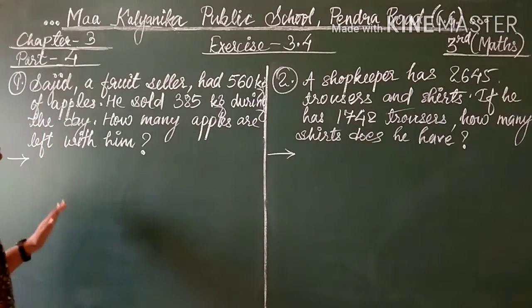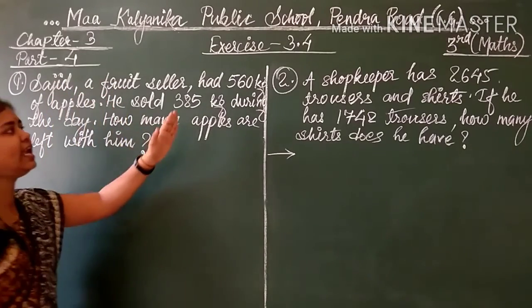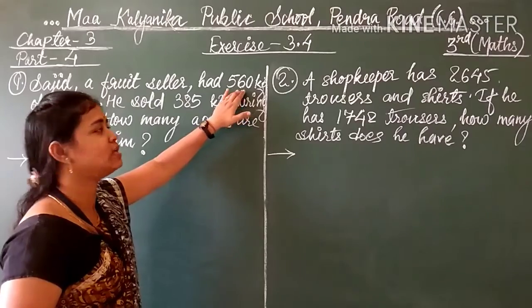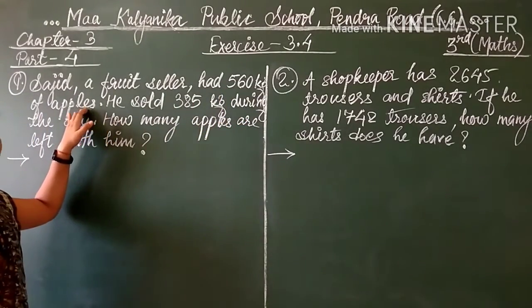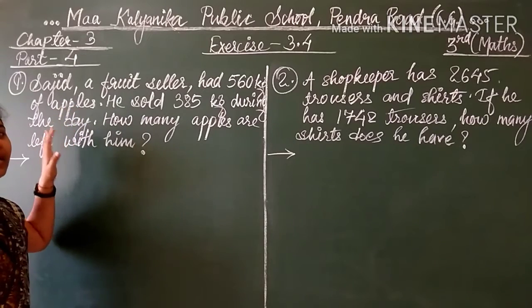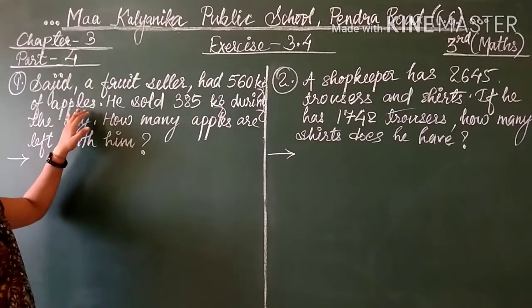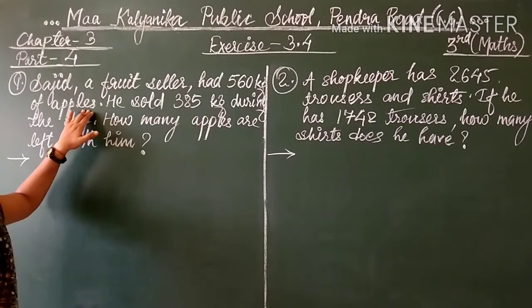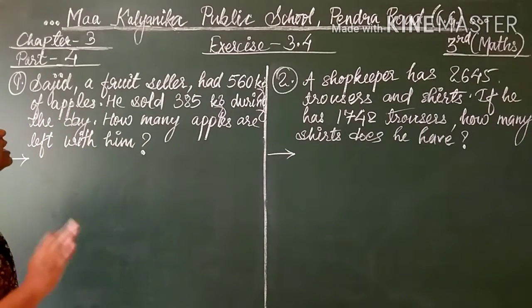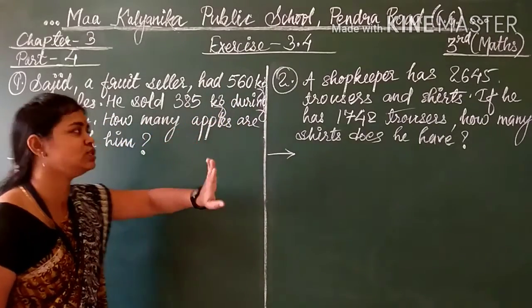So students, here the question is, Sajid is a fruit seller, and he has 560 kg of apples. What is given? Total Sajid has 560 kg of apples. Total apples are given. What is the weight of that apple? 560. Total apples 560 kg. The unit used here is kg.